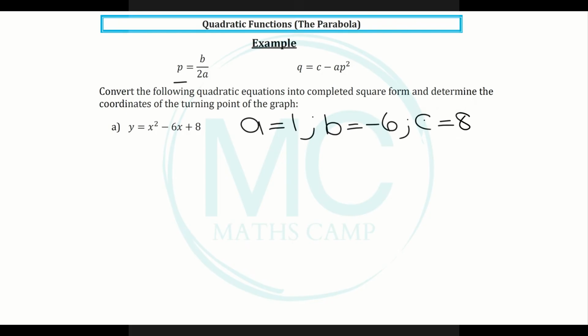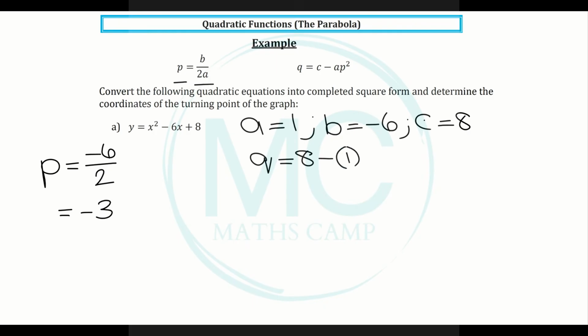To find p, I can use b over 2a. So I can say p is equal to b, negative 6, over 2 multiplied by 1, which is simply 2. Negative 6 divided by 2 gives me negative 3. For q, I can say q is equal to c, 8, minus a, 1, multiplied by p squared, negative 3 squared. Now I have 8 minus, negative 3 squared is positive 9. So we have 8 minus 9, which is equal to negative 1.